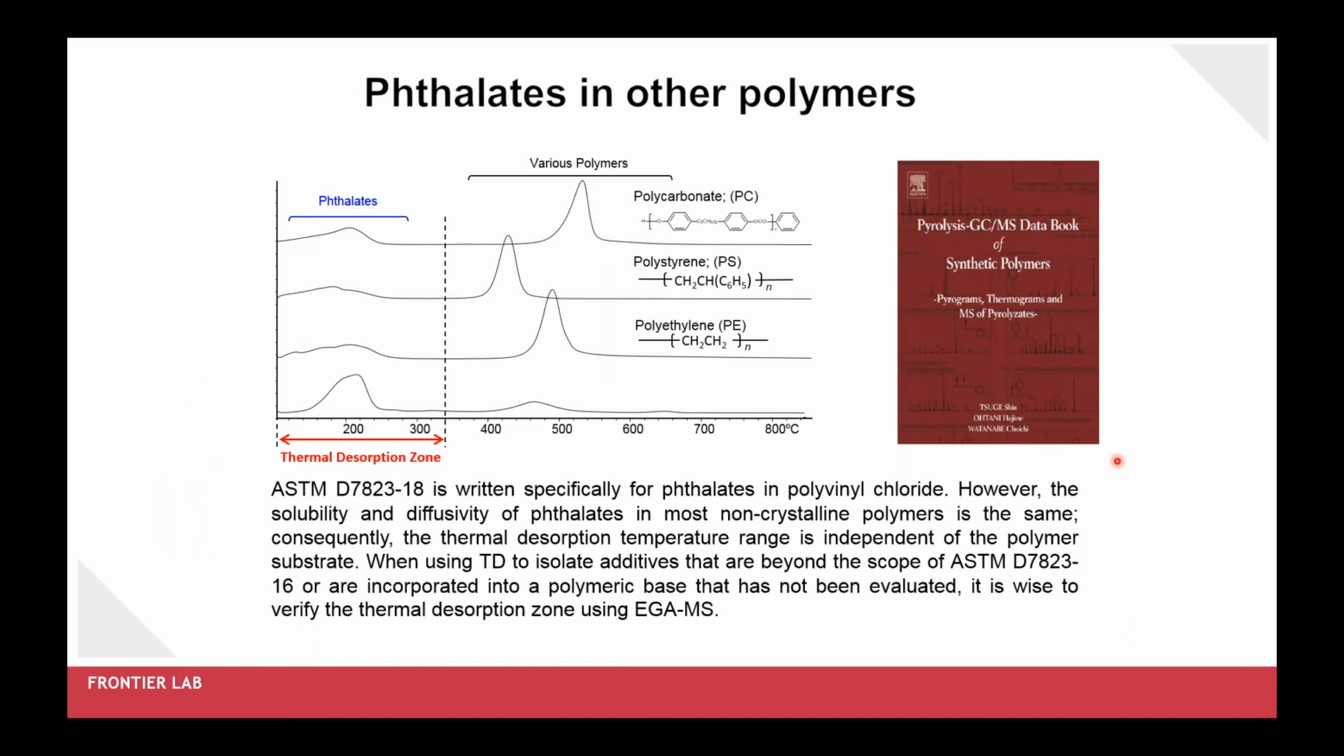And then we might have phthalates in things other than PVC. And so using the book that Rogine has already showed you, where we already know the temperatures and the detailed pyrolysates of all the common polymers, copolymers, and therefore blends, we can determine the thermal zone that we would use to look at phthalates and some of these other polymers. Polycarbonate, polystyrene, and polyethylene happen to be the ones that are shown here. And of course, that's the EGA that's allowing us to confirm those temperatures that would be appropriate for a different plastic or polymer.